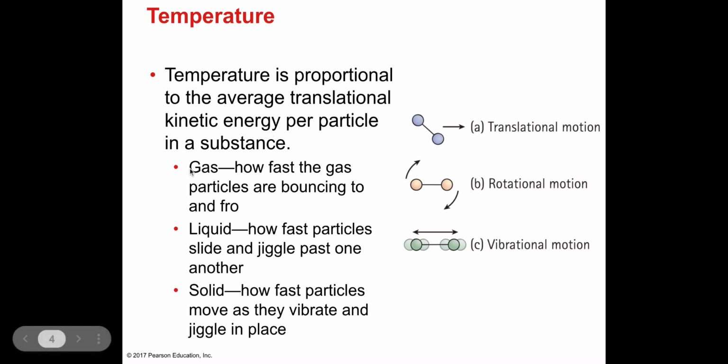Now, if we're talking about a gas, the temperature is going to depend on how fast the particles are bouncing to and fro. A gas that has a higher temperature, the particles are going to be bouncing faster than a gas with a lower temperature. And with a liquid, we'll say how fast the particles slide or jiggle past one another, because in a liquid, the particles are not very far from one another, so they're able to slightly move past one another. But in a solid, we'll be talking about vibration because the particles in a solid are very close to one another, and so they only vibrate. How fast they vibrate is going to be an indication of how much temperature they have.